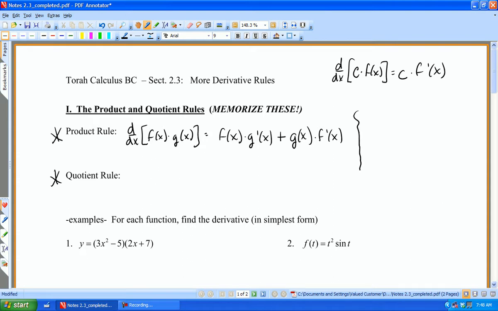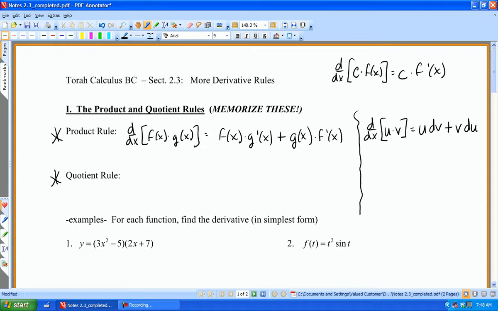Okay, because all those f of x and g of x's are kind of long and hard to say, sometimes we write it in a shorthand like this, the derivative of u times v, where u is the first function and v is the second. And then we can just write that it's u dv, that means the derivative of v, plus v, and then du, the derivative of u. And that's the way you're going to hear me refer to it most of the time.